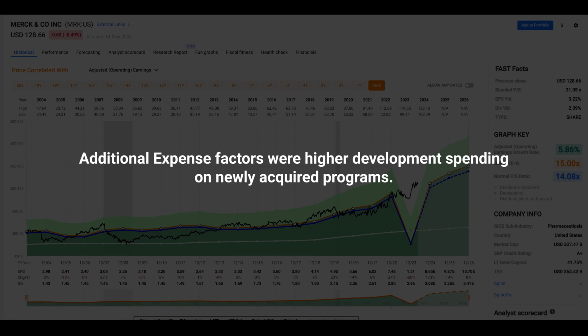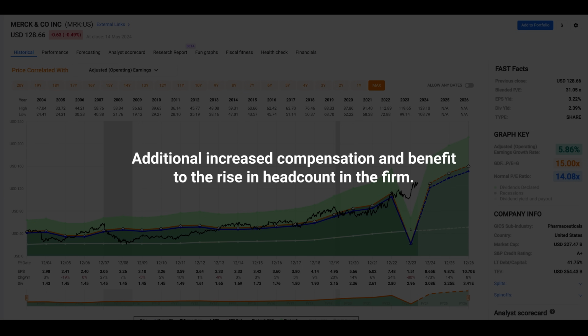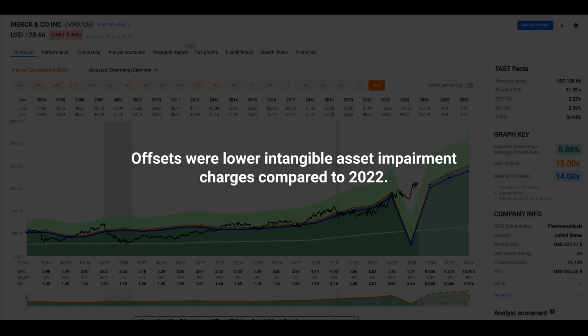Additional factors were higher development spending on newly acquired programs. Now, I just want to interject that a lot of the drop here had to do with preparing for future growth going forward. And there was also additional increased compensation and benefits due to the rise in headcount in the firm. And offsets were lower intangible asset impairment charges compared to 2022.